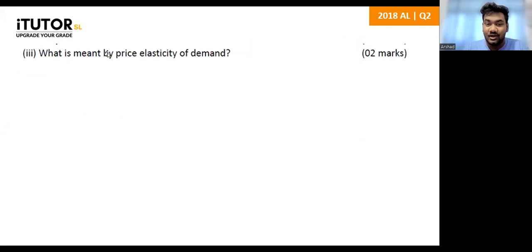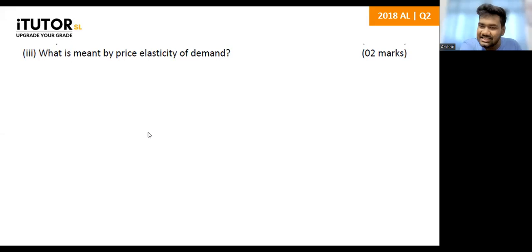Moving to the next. What is meant by price elasticity of demand? This one is very easy. Price elasticity of demand is a measure of the responsiveness of quantity demanded to a percentage change in price. When price changes, by how much will the quantity demanded change? Will it change a little? Will it change a lot? That is what you call the responsiveness of quantity demanded. That is what price elasticity of demand is.